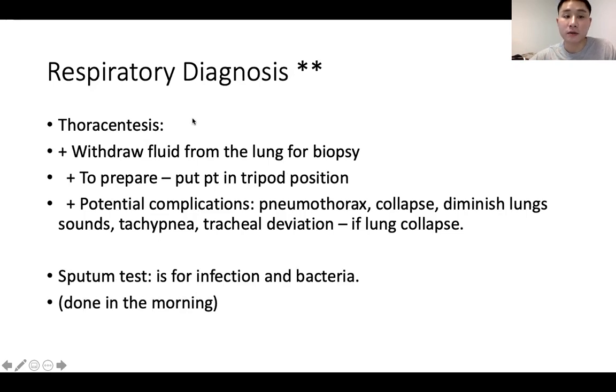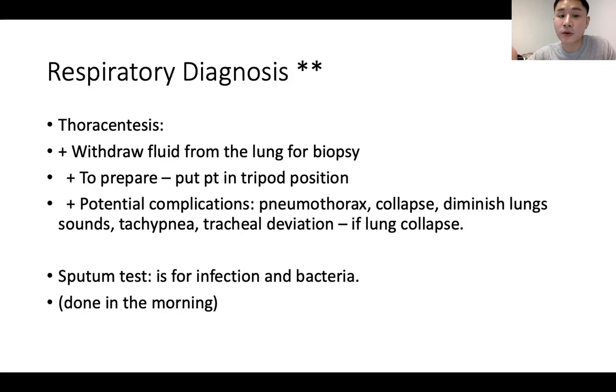Next, we have another test, thoracentesis. Thoracentesis is basically the withdrawal of fluid from the lung for biopsies. To prepare, the patient needs to be put in tripod position. Please remember this: if the question asks what is the position for thoracentesis, it is tripod position. A tripod position is where the patient sits up and leans forward with their hands and body on a table, so that they expose the lumbar region of their back, so that the doctor can withdraw the fluid from the thoracic cavity.